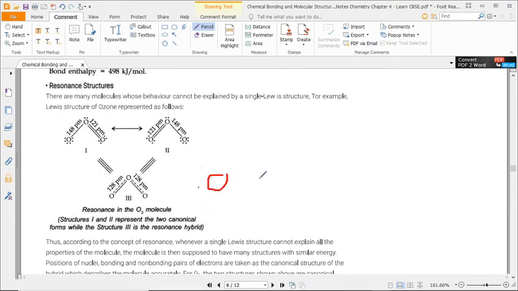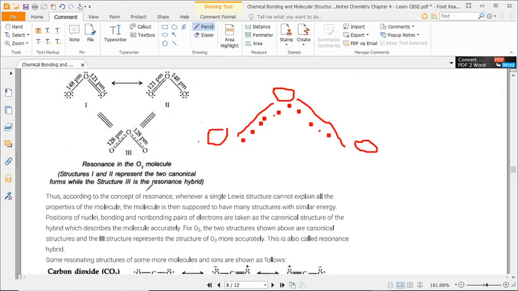So if I draw a structure like this, and dotted lines all over here, what does it mean? The double bond can exist here or here, but both are the same. And this is called the resonance hybrid. It's a combination of both the structures. These are resonance structures and this is the resonance hybrid. Both these are similar to this particular structure. So what is resonance? Different ways of representing a molecule.